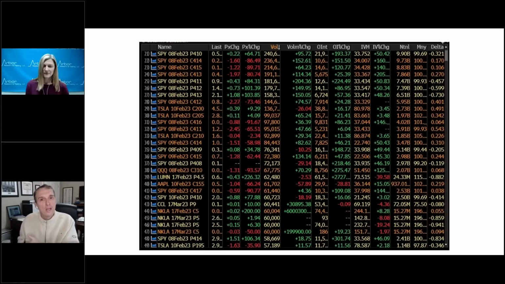And a lot of people have pointed out that a lot of the speculation in options has migrated towards these very short-term options, which are not part of the VIX calculation and trade at much, much higher volatility levels.